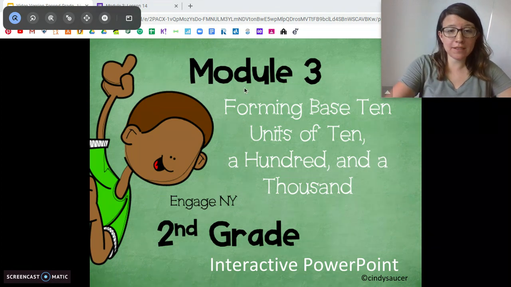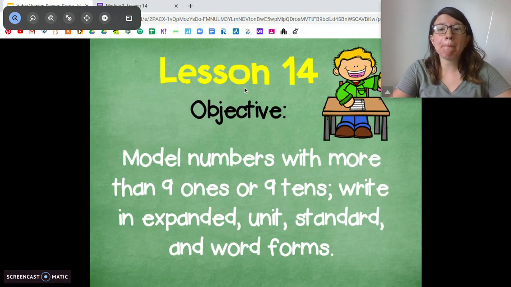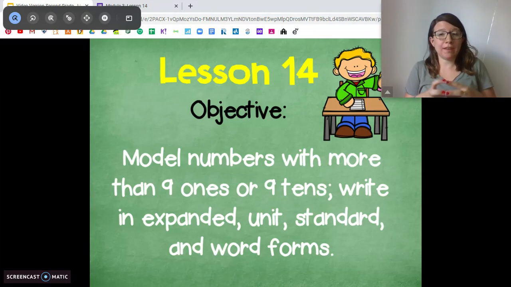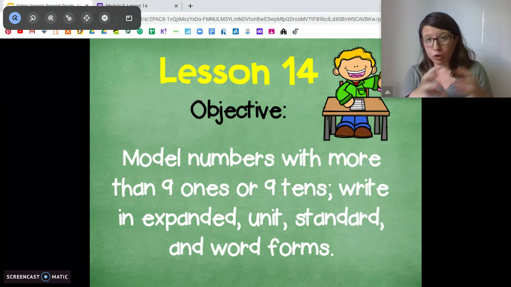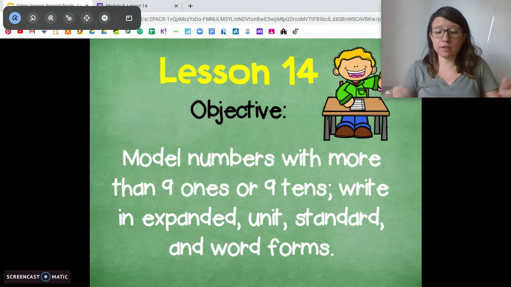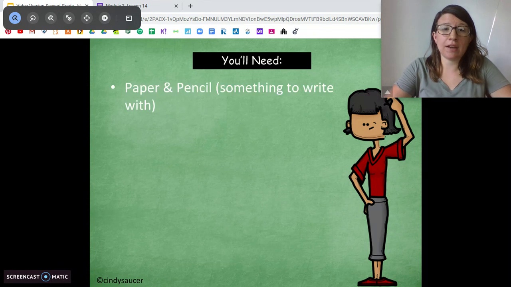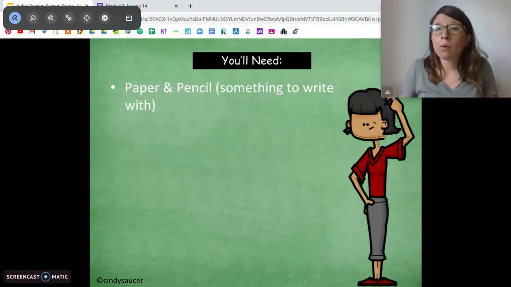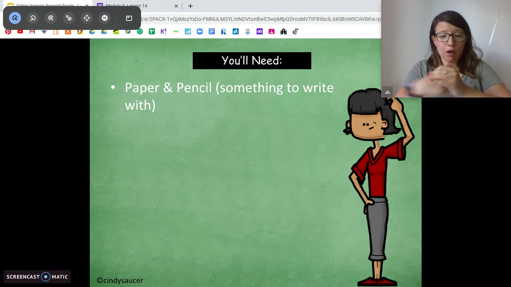So for this one, we're going to be modeling numbers with more than 9 tens or more than 9 ones, which means we're going to be grouping numbers and moving them over on place value charts. For your lesson today, you're going to need a paper and pencil, something to write with. Again, I always have my whiteboard, whatever works for our application problem.